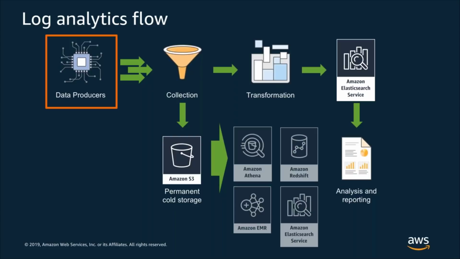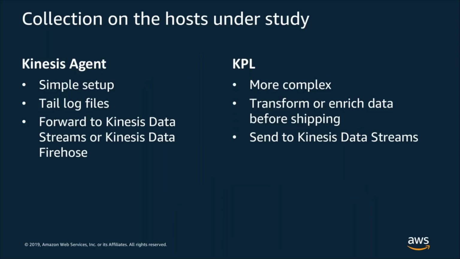So let's start by looking at the producer side. And as I mentioned, we have a couple of options in terms of things that you put on the host. The first of those is Kinesis Agent. Kinesis Agent is very simple download to set up. It's about a 10-line config file. You just point it at your log and you point it at your Firehose data stream, and away it goes.